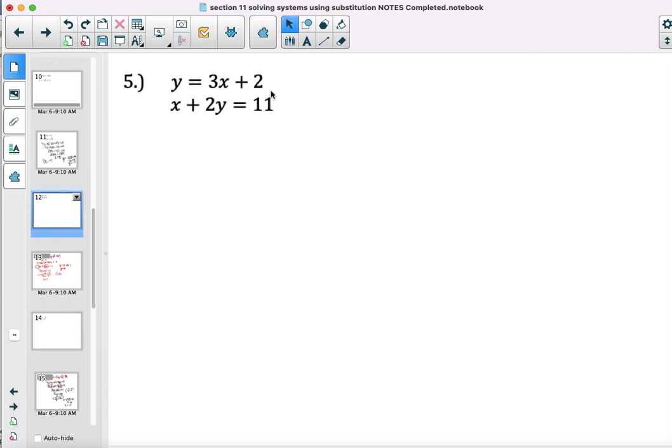And go ahead and hit pause and try example number 5, and then we will go through it.